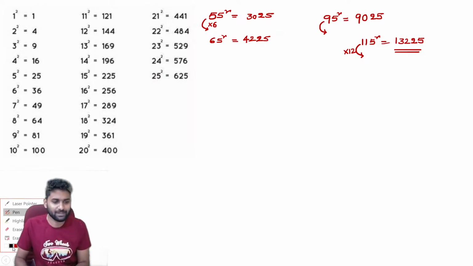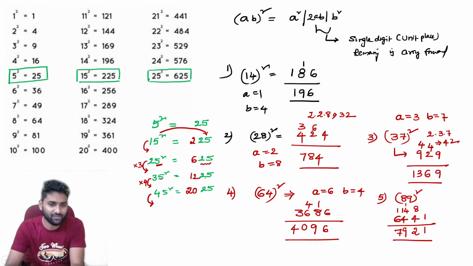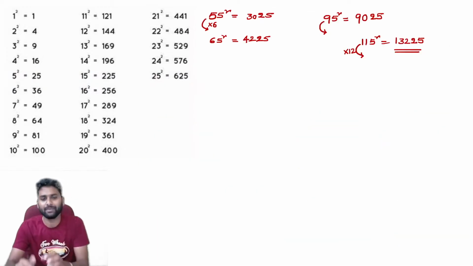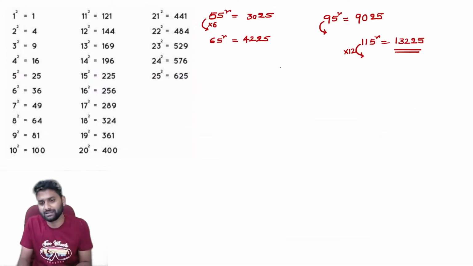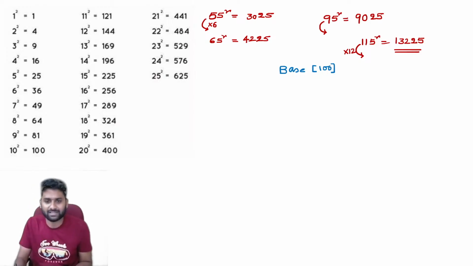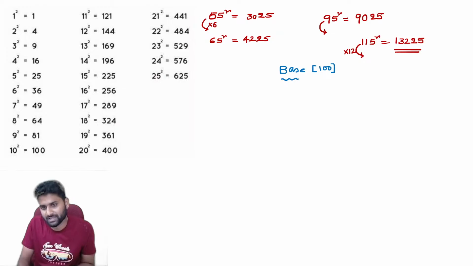Guys, we have completed two different methods. First is the (a+b) square formula. The second one is for numbers ending with a 5. But I will teach you one more method. It's the base method. Consider 100 as the base number. Guys, observe this calculation. You can save your time if you understand this one.